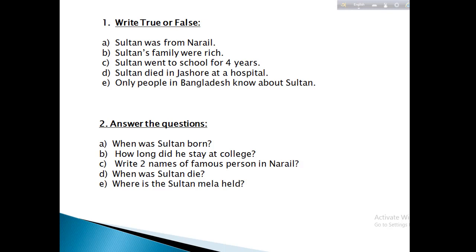A. When was Sultan born? When shabdor ortho hocche amader kohon. When was Sultan born? Sultan kohon jonmo grohon korechilen?